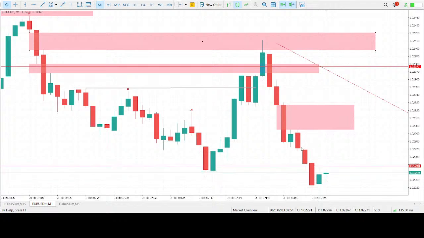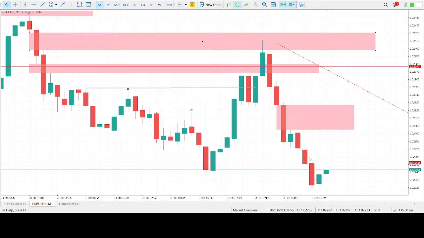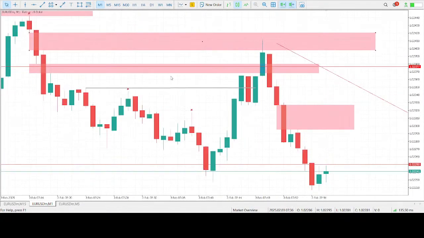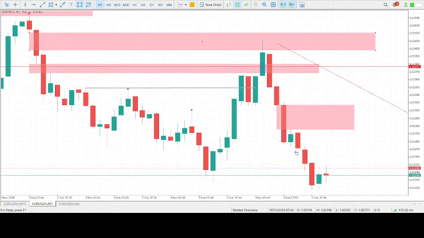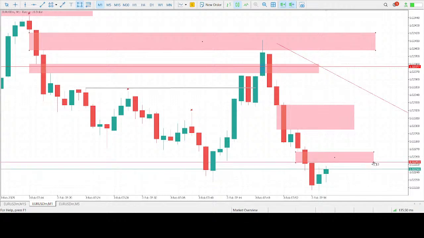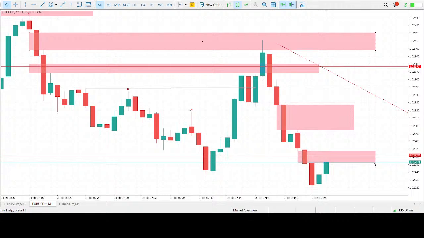So now, if we expect price to go lower, I would think this price level should be able to hold up in case price has an intention of going much lower still.